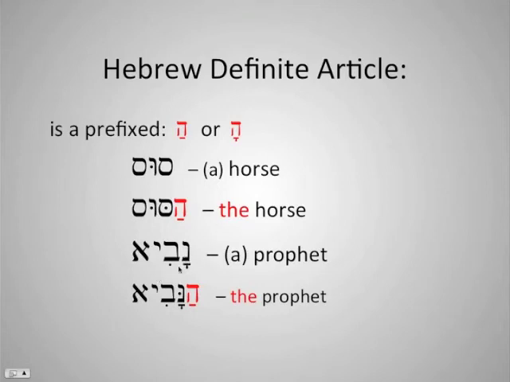Navi is prophet or a prophet. When navi has the definite article prefixed before it, it's hey patach, and we translate this as the prophet. So note in these two cases, hasus and hanavi, the definite article actually adds an extra word to our translation. We translate the definite article with the English word the.